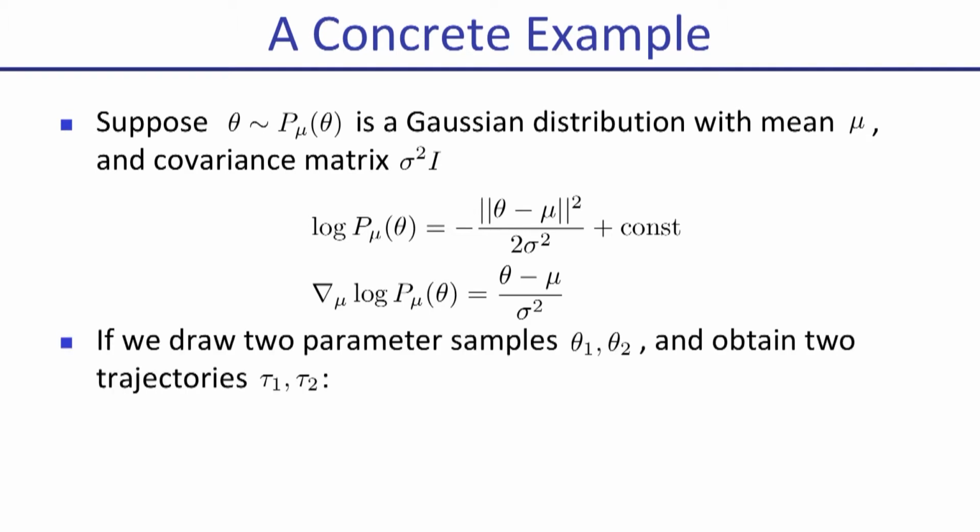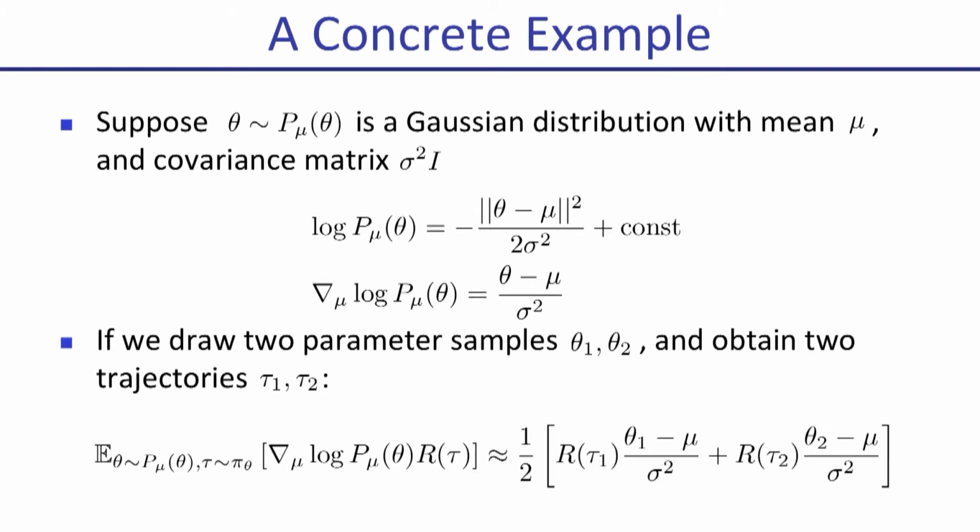And say now I draw 2 samples from my Gaussian distribution, theta 1 and theta 2. And from this, we can obtain 2 trajectories, tau 1 and tau 2. And the sample estimate of our gradient would look like the following. It would essentially be grad log p of theta 1, which is above, times the return that you get from tau 1, plus grad log p of theta 2 times the return from tau 2.